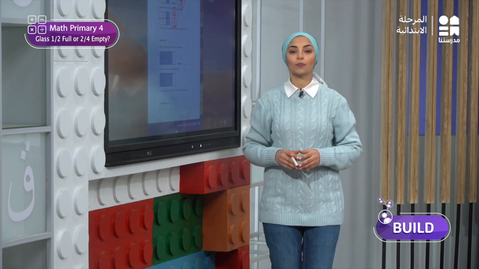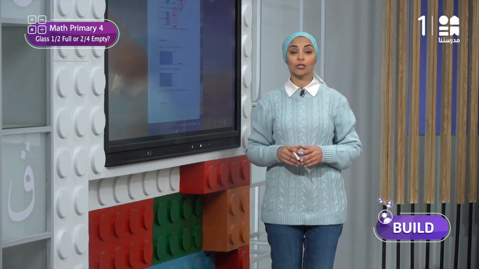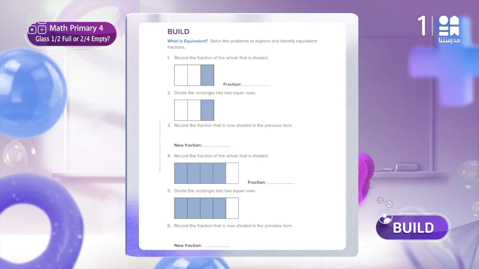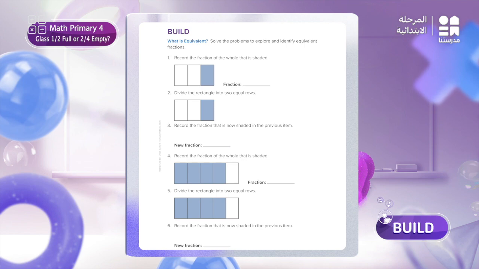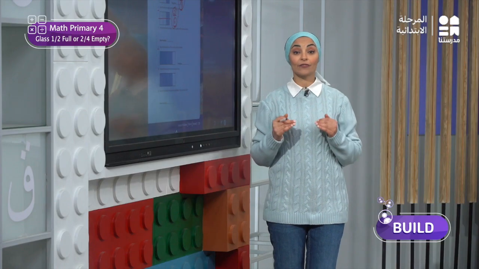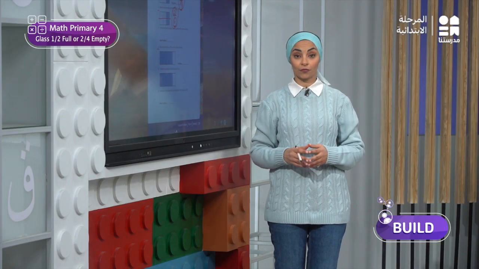And now let's solve problems number 4 to 6 on page 29 in your school book. I am very sure that a lot of you will be able to answer them at once. Let's see problem number 4. In problem number 4 we want to record the fraction of the model drawn in front of us.